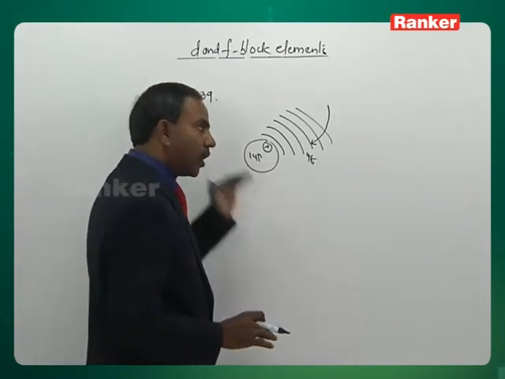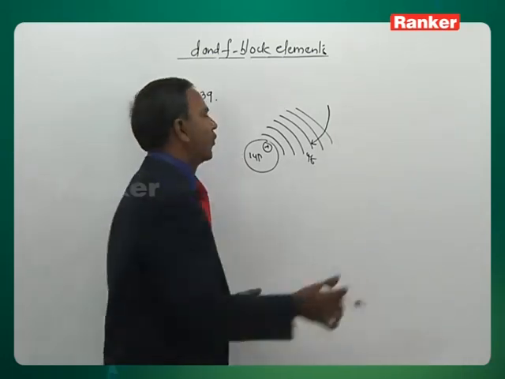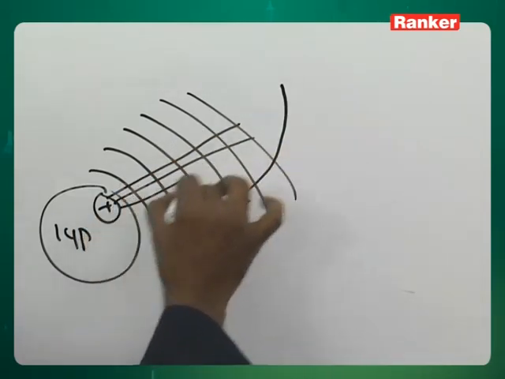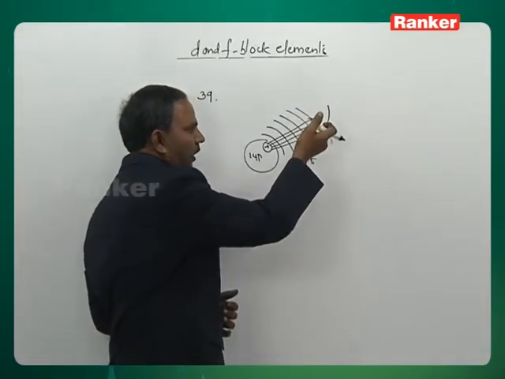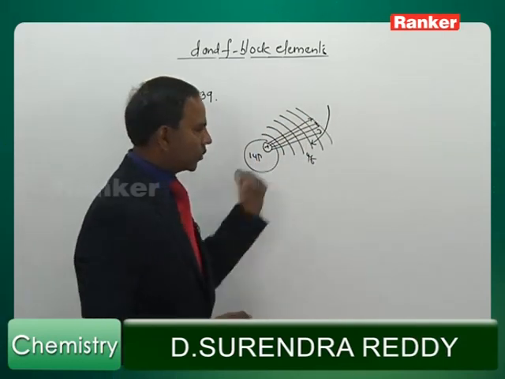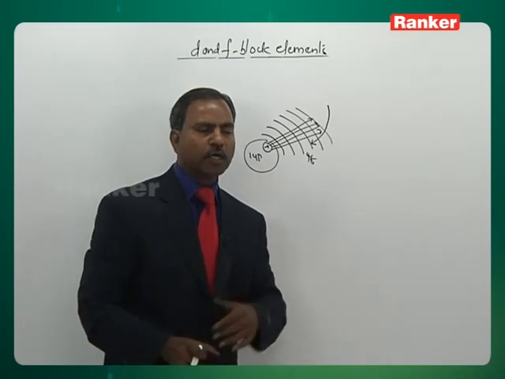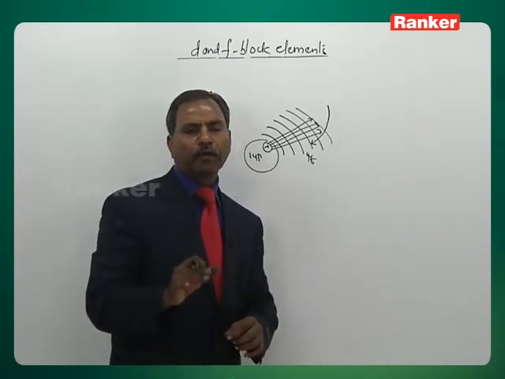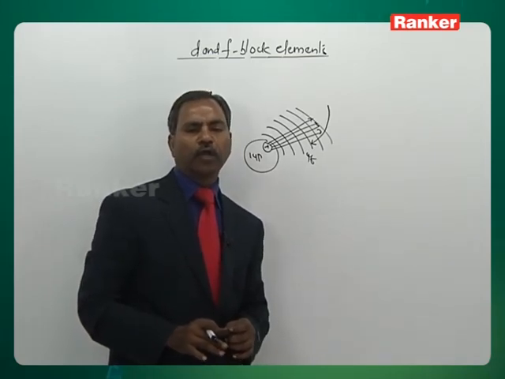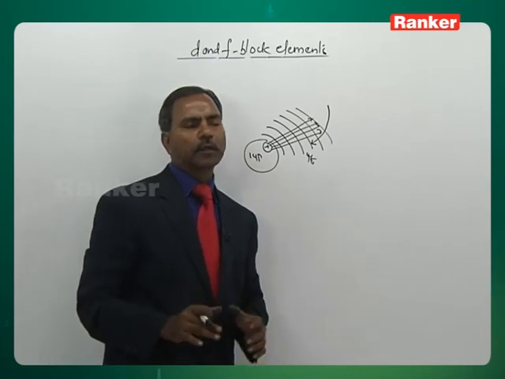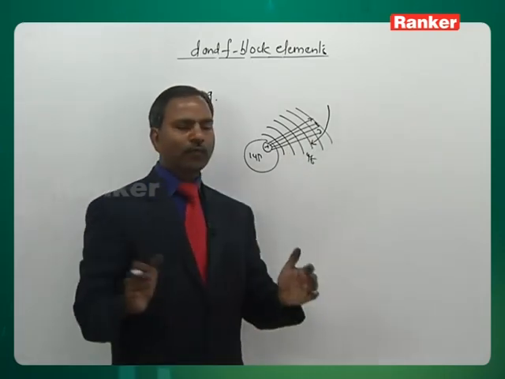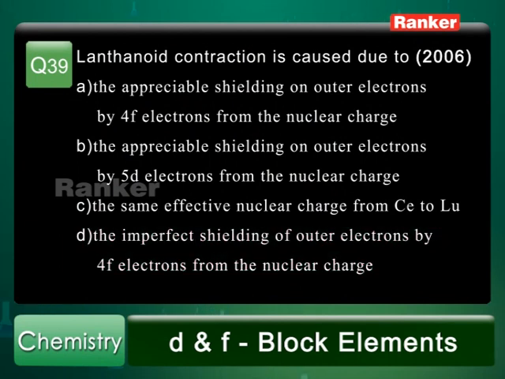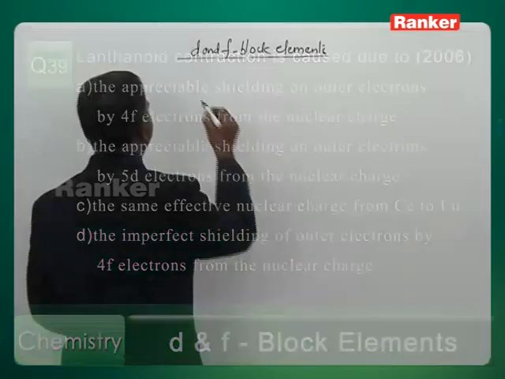In addition to all these, 4f orbitals are poor shielders. Therefore, nuclear charge works directly on the outermost orbital electrons, and they are dragged towards the nucleus. This is the reason for lanthanide contraction. So option D, the imperfect shielding of outer electrons by 4f electrons from the nuclear charge, is the correct option. Therefore atoms gradually contract. The answer for question 39 is D. Coming to question number 40.